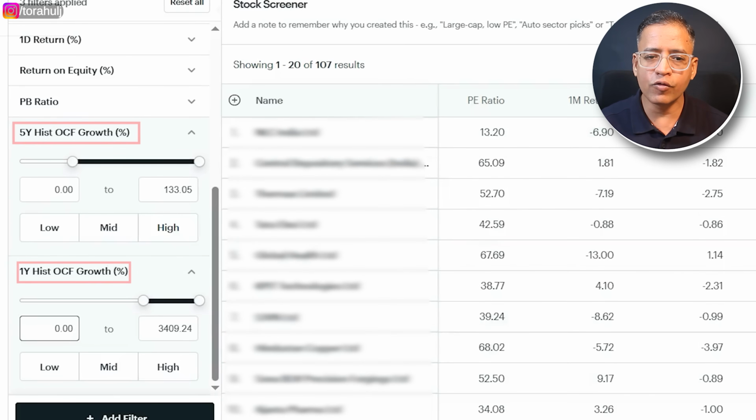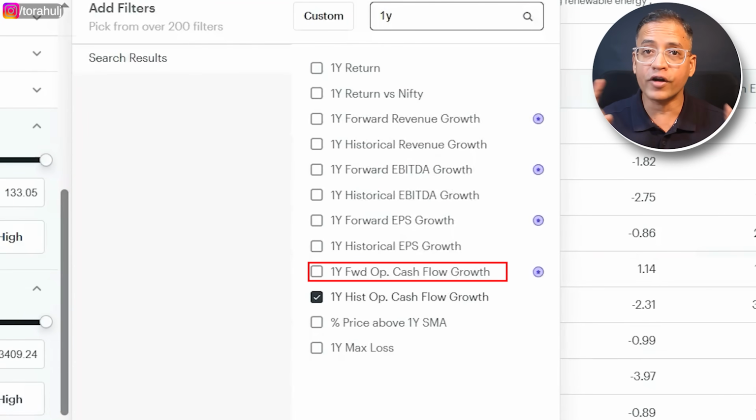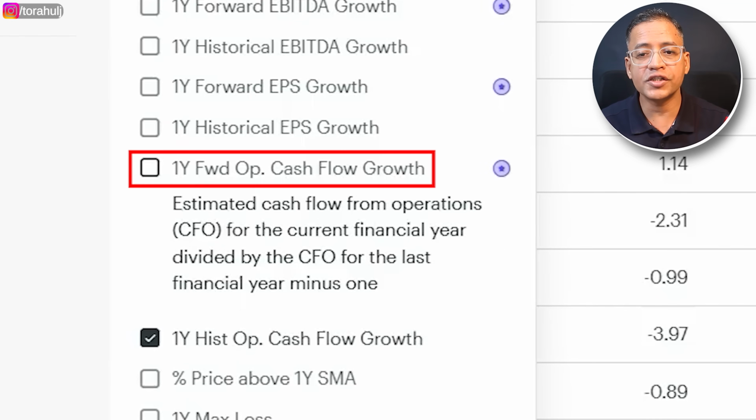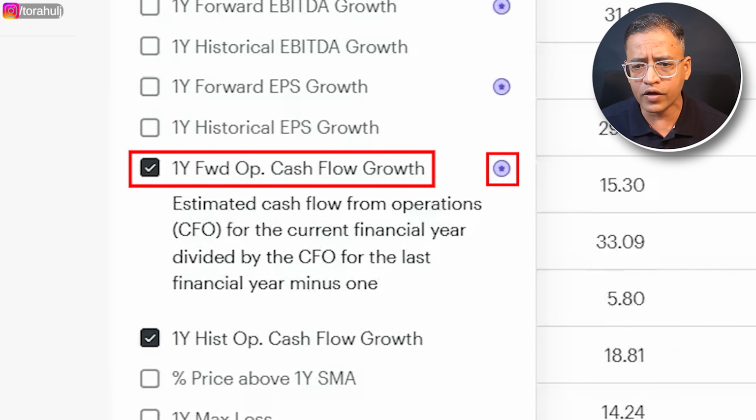Now what we're going to do is move to the next one, which is forward. This is very, very important here because this is going to look at the estimates, because the last two filters that we have used is all historical data. But now we are going to look at futuristic forward looking cash flow growth rate. And for that, here is a parameter here. If you come down here, look at the 1 year forward operational cash flow growth. What you see next to it is a blue symbol here. This means it is only available for the Pro subscribers. Now I have the Pro subscription of TickerTape. So let me now click on 1 year forward cash flow growth rate.